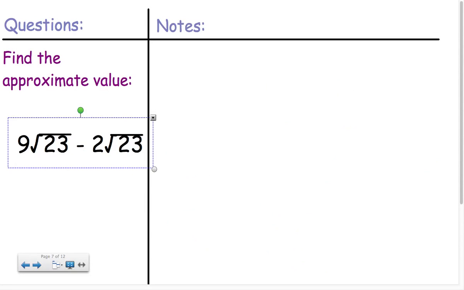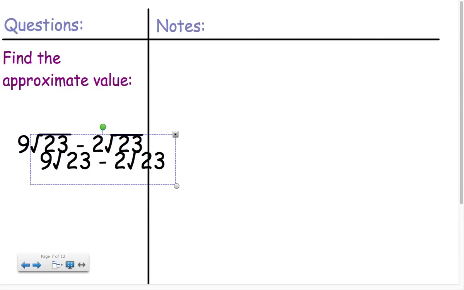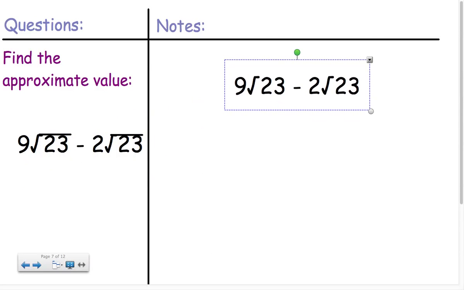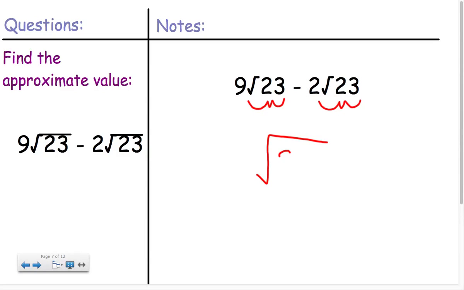Alright, 9 root 23 minus 2 root 23. Again, I'm going to look at my bases. So my bases are the same, so I'm going to leave them as the same, 23. Then I'm going to take the 9 and 2 out in front and subtract them because of the minus sign. So this is like 7 times the square root of 23.